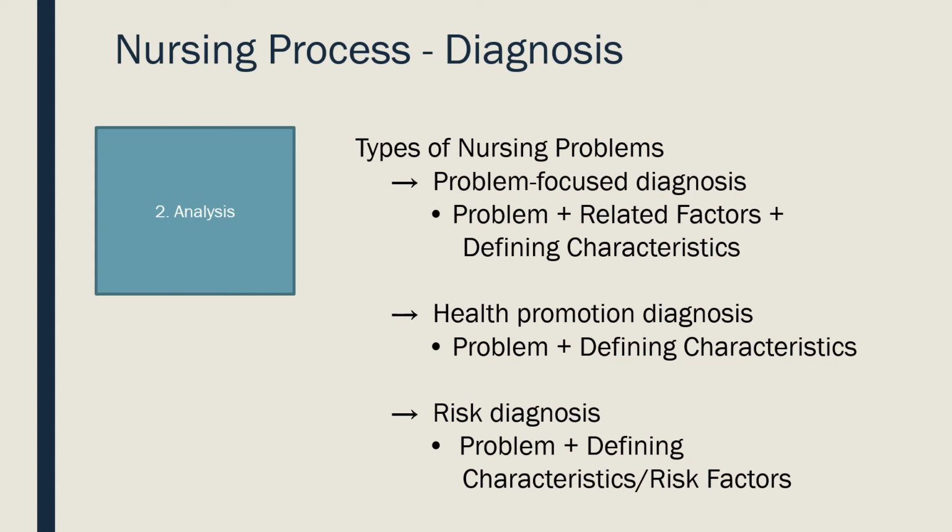This focuses on the probability of developing a problem. So this statement might include the problem and the defining characteristics. They are at risk for. So maybe our patient is at risk for self-mutilation. And what are the characteristics that give us that problem?